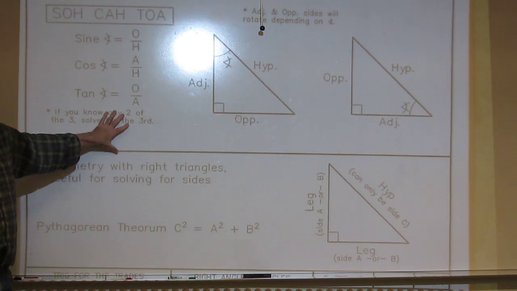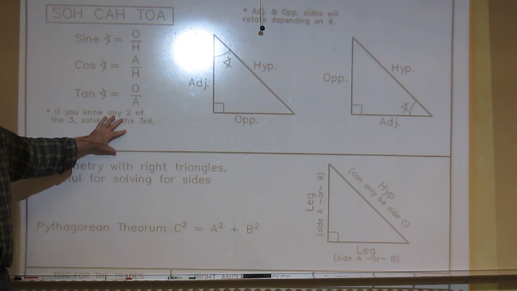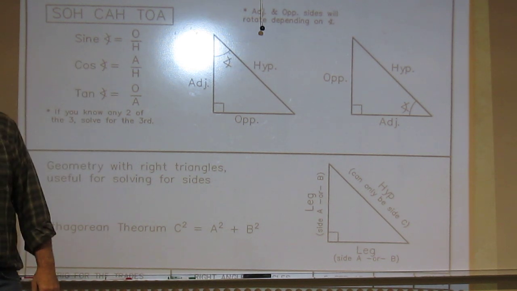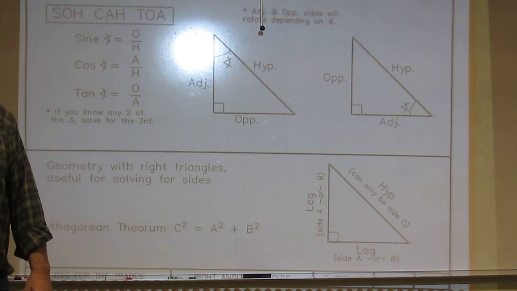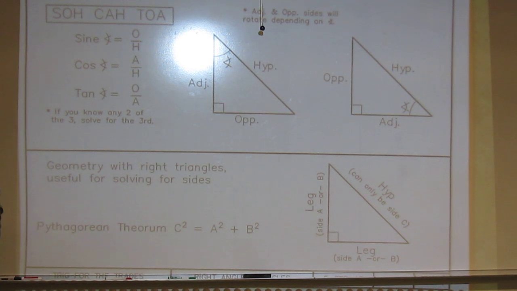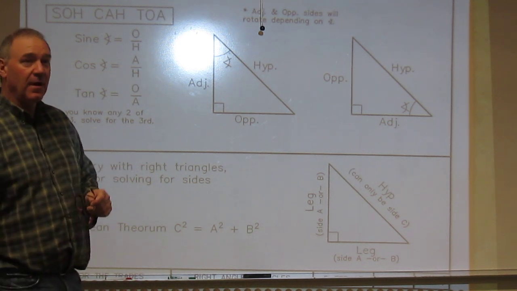Any questions on how to use this cheat sheet? Any questions on how to use these equations? Yes? Like on the first triangle there, when we're trying to find that angle, we can use opposite over adjacent or adjacent over hypotenuse to find it. We can use either one? Or no? It depends on what information you know about it.